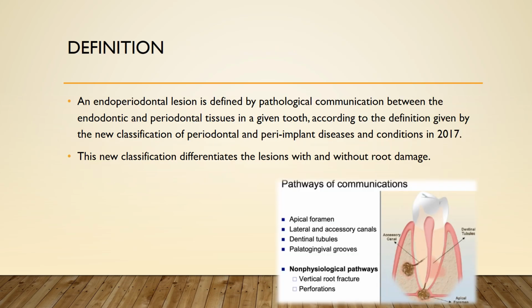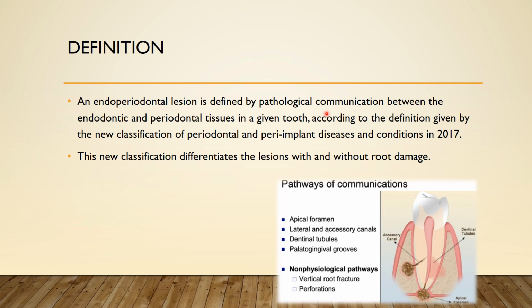Coming to the definition, what is an Endo Perio lesion? This is the definition given in the 2017 periodontal and peri-implant diseases classification. It is defined by a pathological communication between endodontic and periodontal tissues in a given tooth. This classification differentiates lesions with and without root damage.